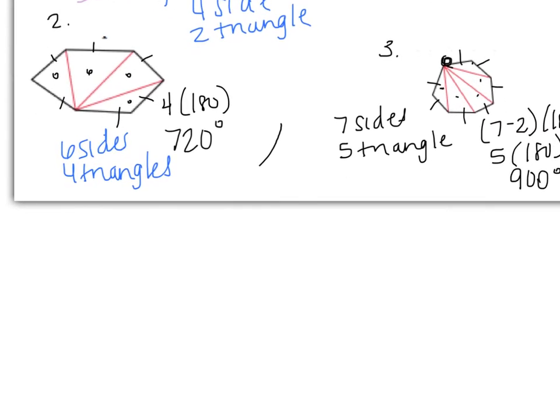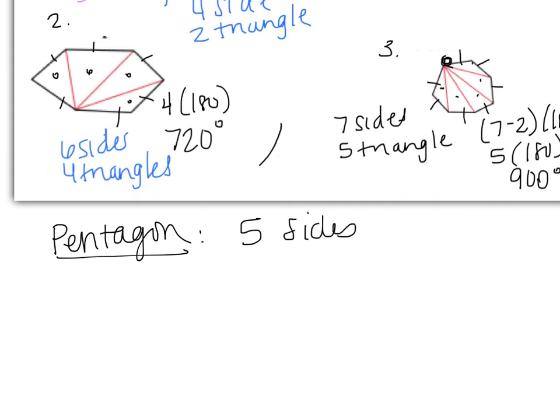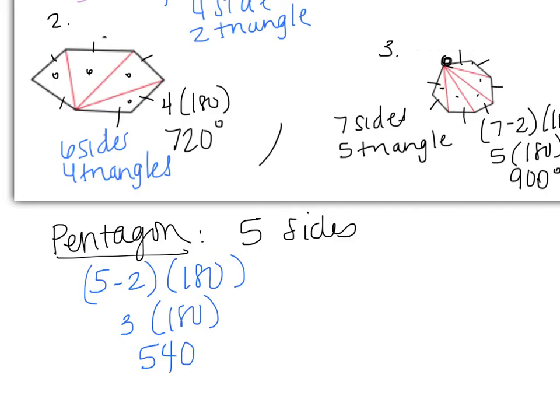What if I give you a pentagon? This is 5 sides. What would be the sum of the angle measures? See if you can figure it out on your own. So what you should have done is 5 minus 2 times 180. 5 minus 2 is 3. 3 times 180 is 540 degrees.